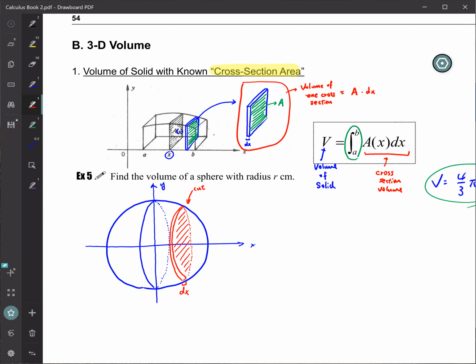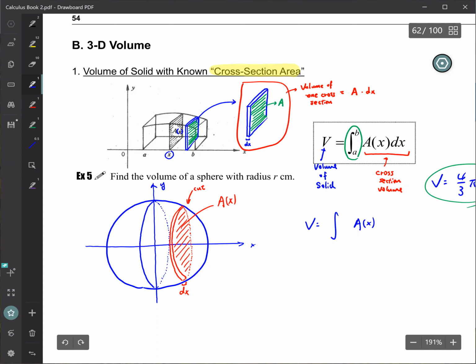Okay, and then the area here is the A of x. Okay, so the volume of the slice will be A of x multiplied by dx.